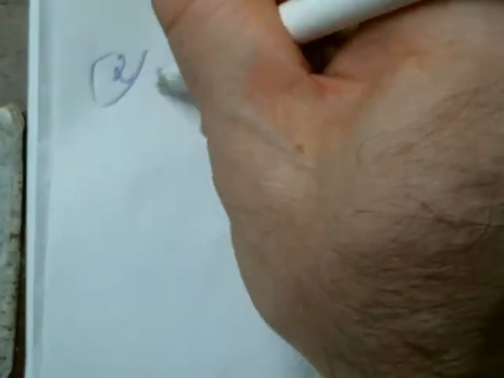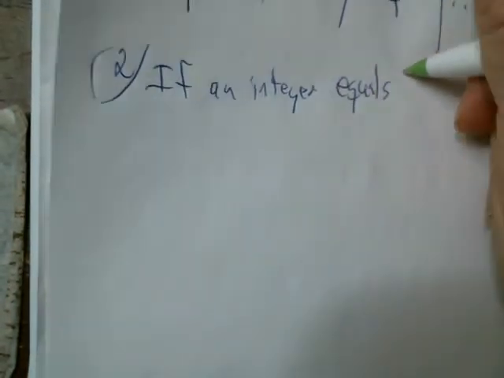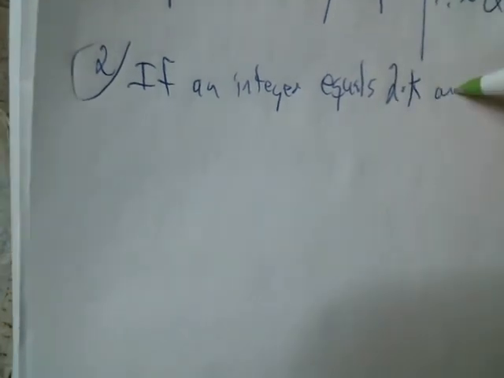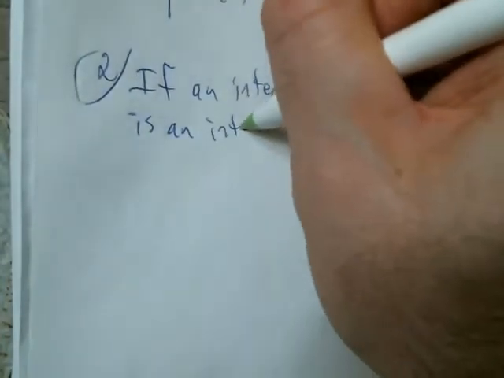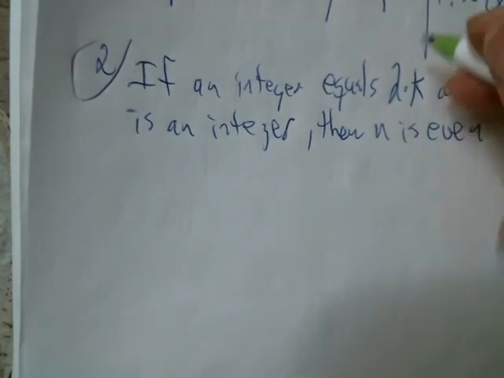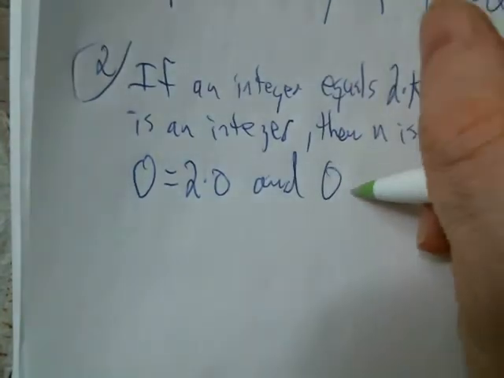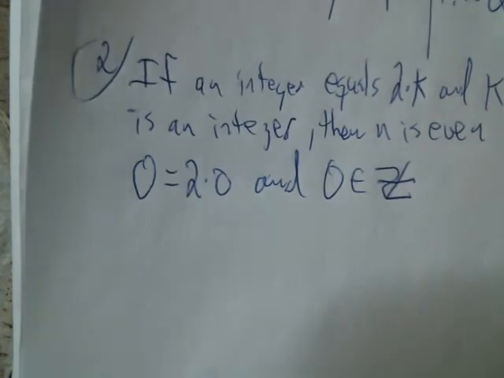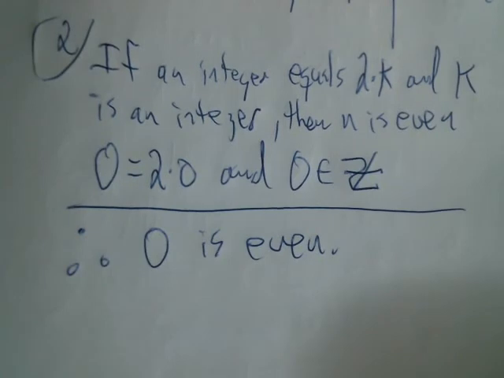In the book, it says if an integer n equals 2 times k, and k is an integer, then n is even. So the second statement, 0 is equal to 2 times 0, and 0 is an integer. And the conclusion, 0 is even. Okay, so is it valid, invalid, and then the form of the argument.